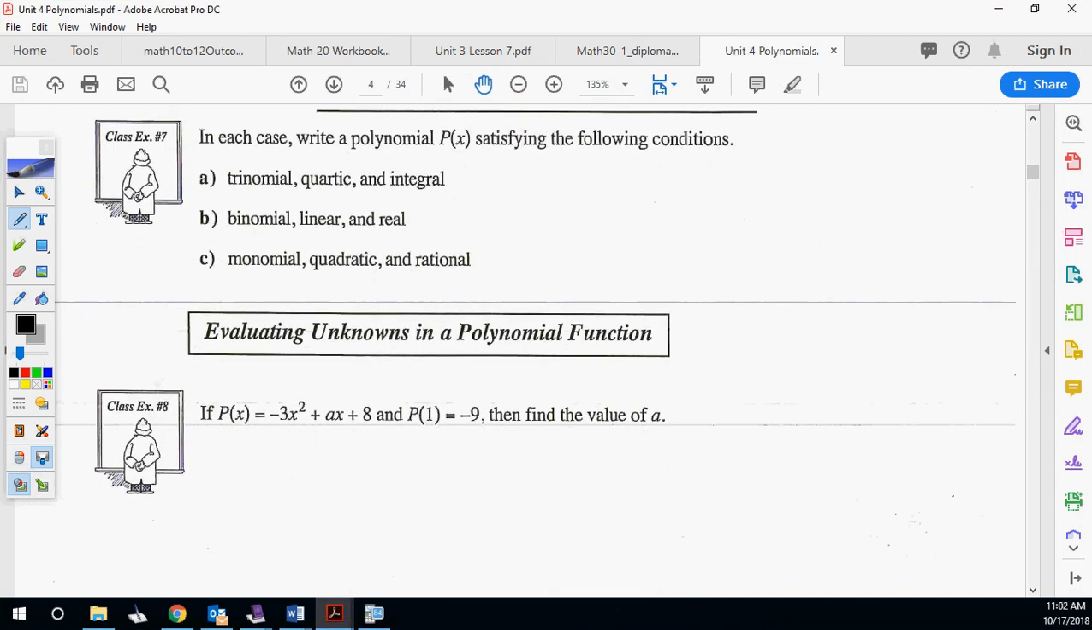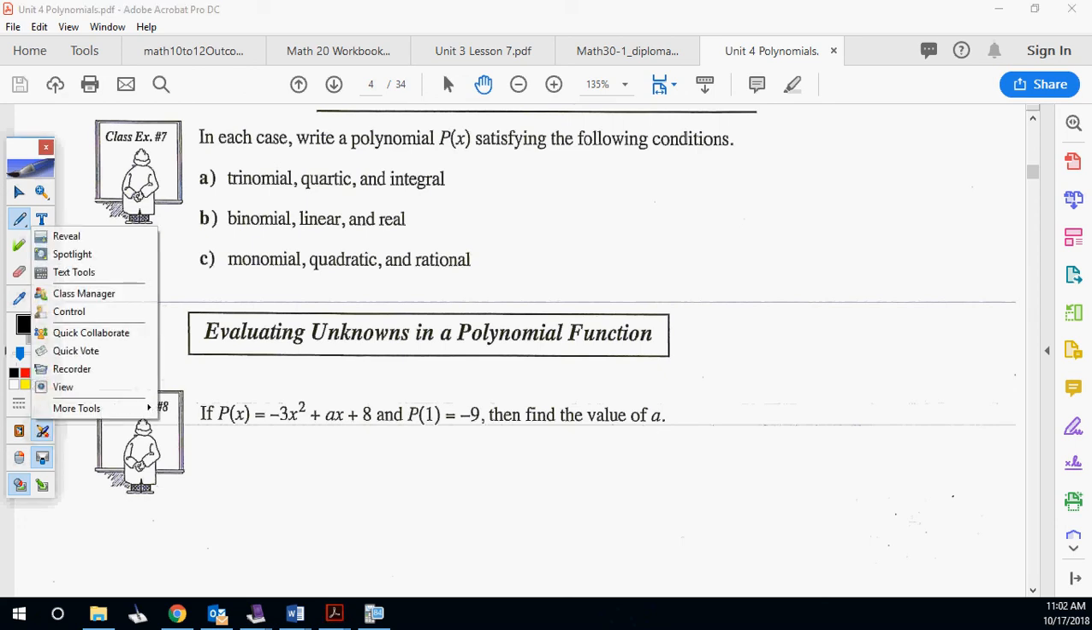Okay. In each case, write a polynomial satisfying the following conditions. So you go ahead and do this. Okay? So a trinomial that's quartic and integral. A binomial that's linear and real. A monomial that's quadratic and rational. I'll call up 3 people to put theirs up here and we'll make sure it's good.